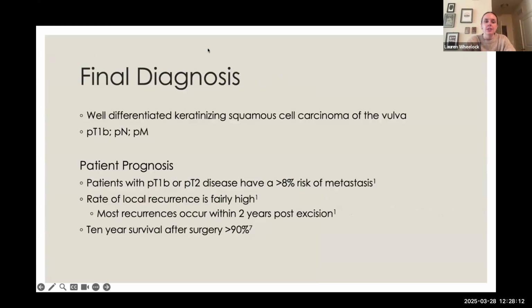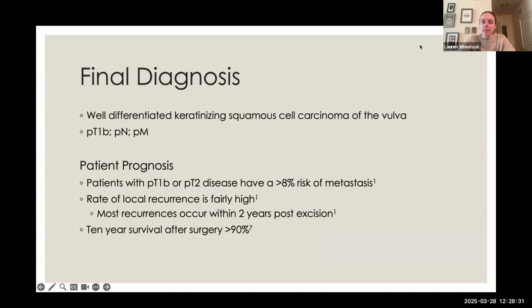So the final diagnosis of this case was well-differentiated keratinizing squamous cell carcinoma of the vulva with a pathologic stage of a T1B. Again, we didn't receive lymph nodes, so we could not give her an N stage, and she has no known metastasis, so we could not give her an M stage either.